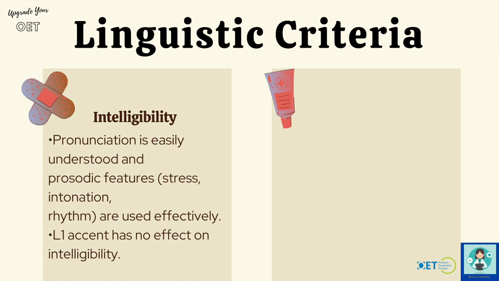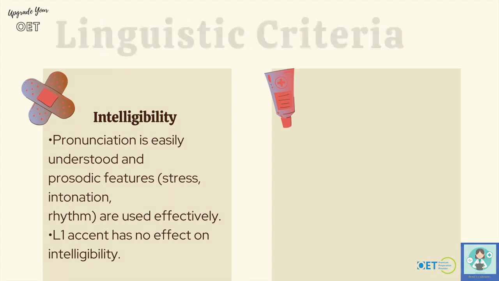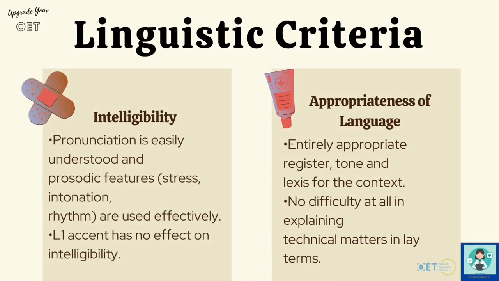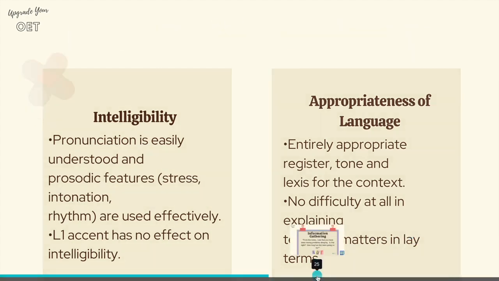Now, in the actual criterion, it tells you that to get that 6, you need to be easily understood. Of course, if you have an L1 accent, no problem. Everyone's got a different accent. That's perfectly wonderful, as long as it doesn't affect intelligibility. What we're looking at here is prosodic features, the stress, the intonation. And then another thing which is really important is the appropriateness of language in connection with register, tone, and lexis. And here we have lay terms.